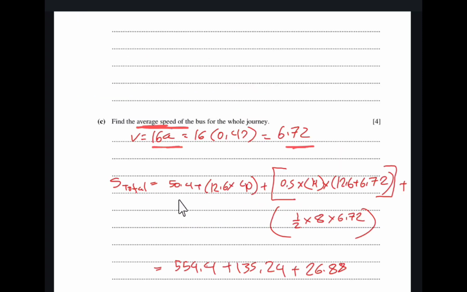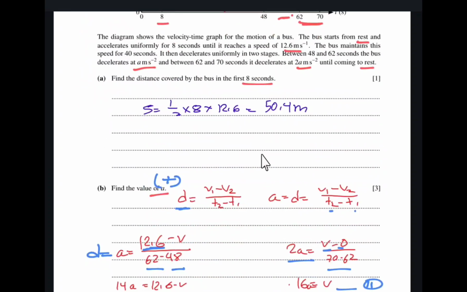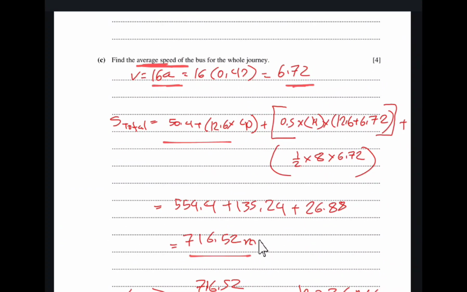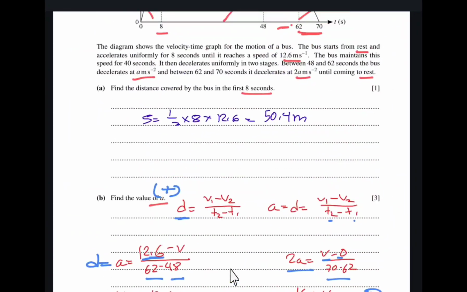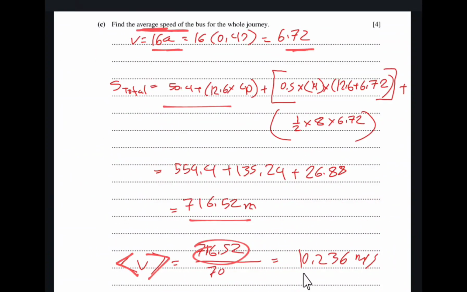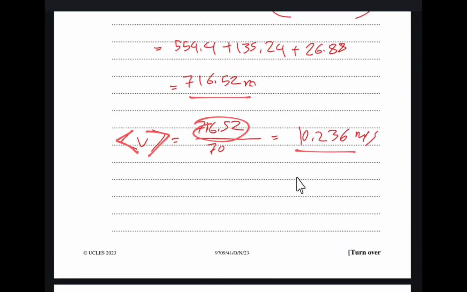After solving, we get the total distance from this graph as 716.52 meter. So the average speed is the total distance traveled, 716.52, by total time, and the total time for this is 70. After solving we get our answer as 10.236, or correct to 4 significant figures, 10.24 meter per second as our final answer of speed.